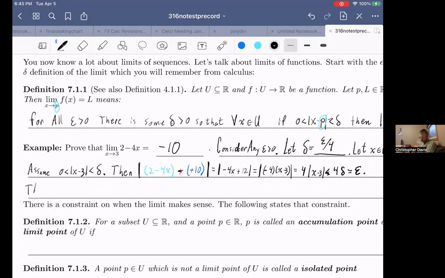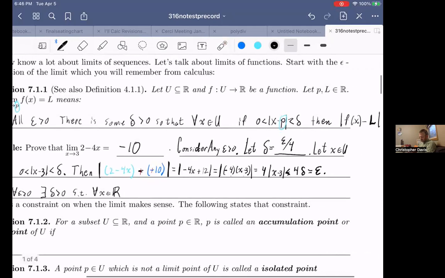So writing that down, thus, for all epsilon bigger than 0, there exists a delta bigger than 0, such that for all x in, what's the domain here? The domain is the real numbers. Oh, that was a mistake. You don't just always write U, you write what the domain actually is.